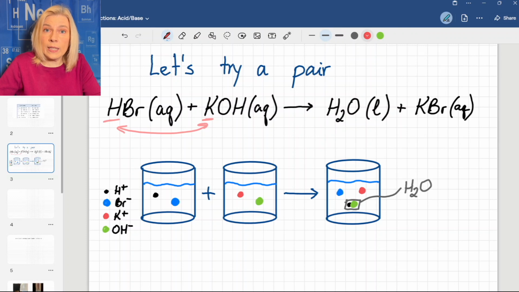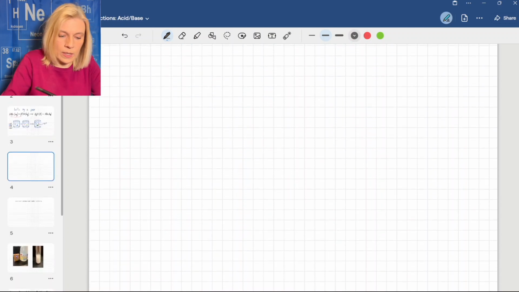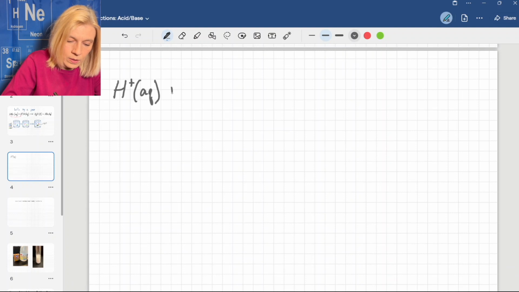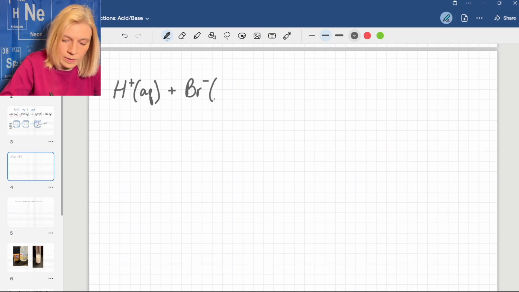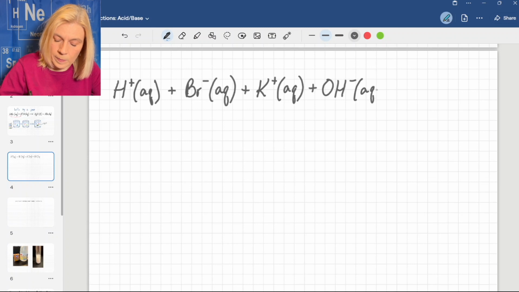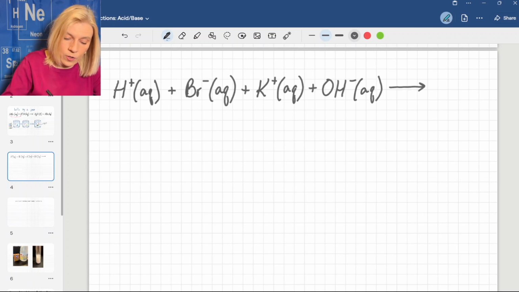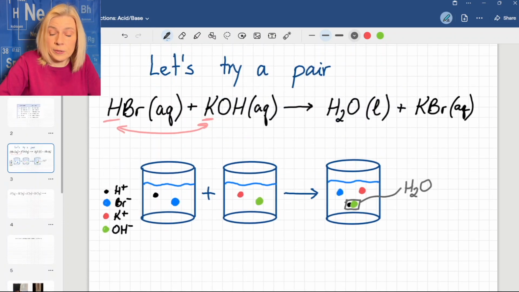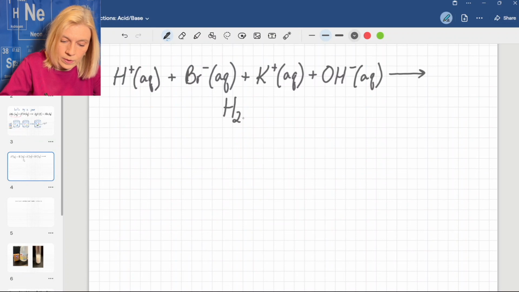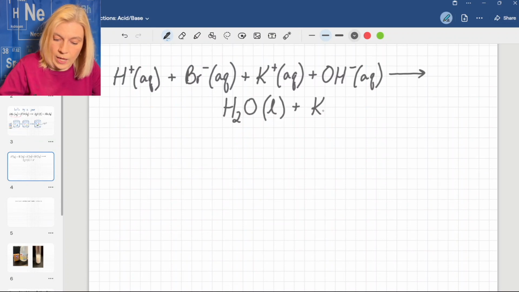Here we go. Let's write our complete ionic reaction for what happened. So we had our hydrogen, then we had bromide in one beaker swimming by themselves, then we had potassium and hydroxide in a second beaker swimming by themselves. And then when the two mixed together, what did our picture show? H2O is together, and potassium and bromide are still swimming by themselves. So they formed water, liquid, and potassium is still swimming by itself, and bromide is swimming by itself.